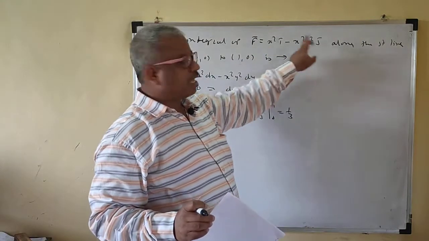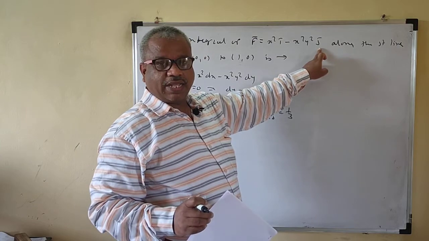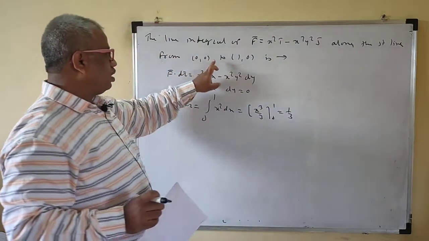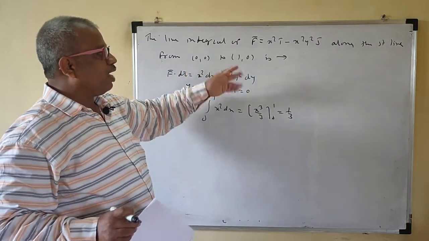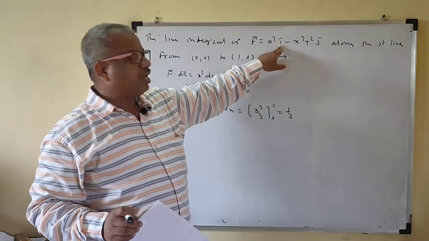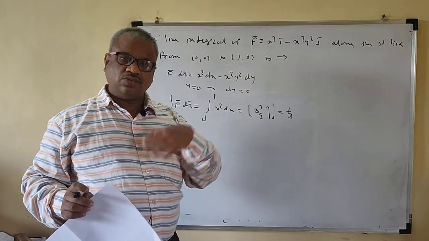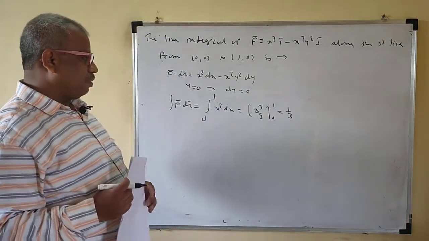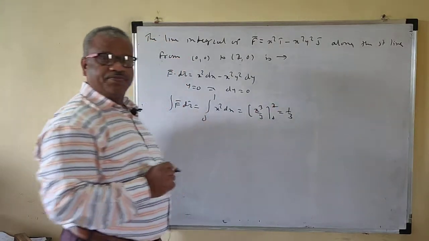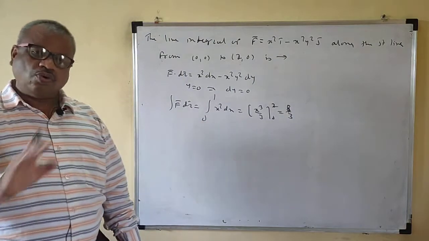Just replace i bar as dx, j bar as dy and k bar as dz. Now your line is from 0 0 to 1 0, so your y is 0, this part will be 0, and your dy is 0. That means all that part is 0. Only x remains: integration of x square from 0 to 1, that is x cube by 3 from 0 to 1, which is 1 by 3. If it is 0 to 2, then this is 8 by 3. Orally you can do this one.